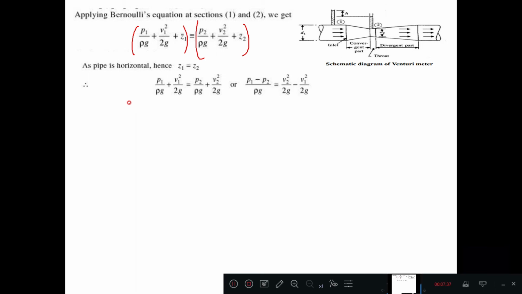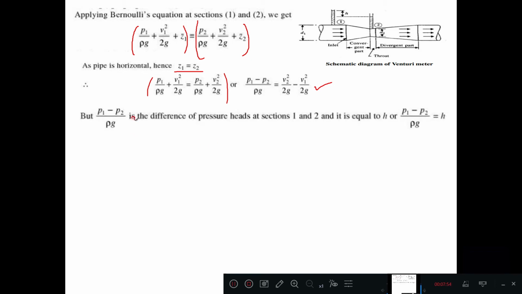Okay, as the pipe is horizontal, we can take Z1 equal to Z2. The position of sections 1 and 2 is the same, that is Z1 equal to Z2. When we take Z1 equal to Z2 and simplify, finally we get this equation. But (P1 minus P2) by rho g is the difference of pressure heads at sections 1 and 2, and it is equal to H, or (P1 minus P2) by rho g is equal to H.